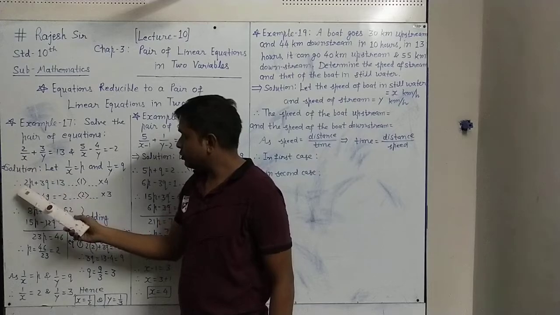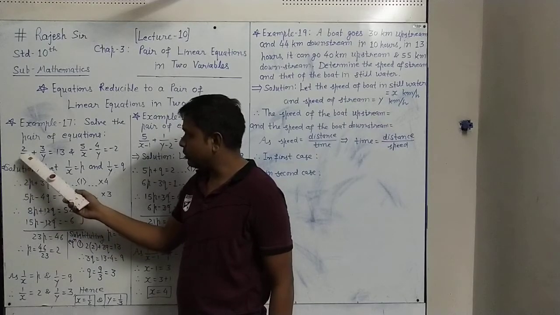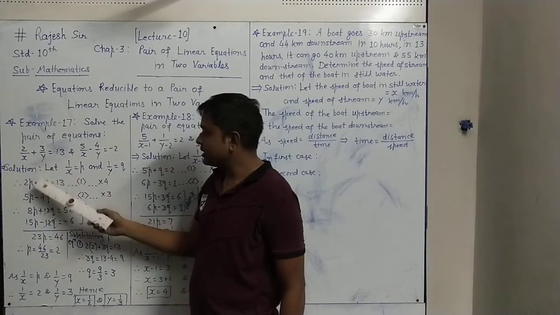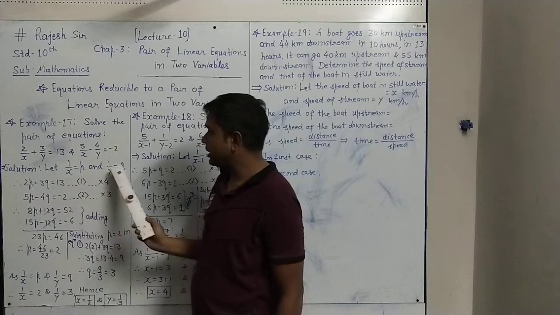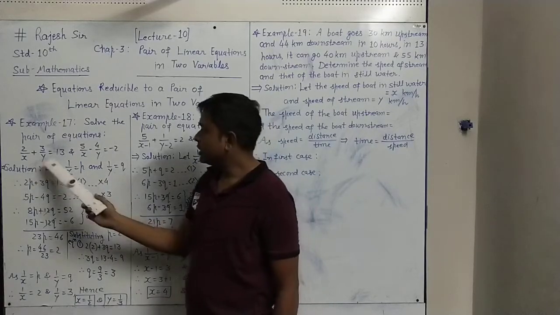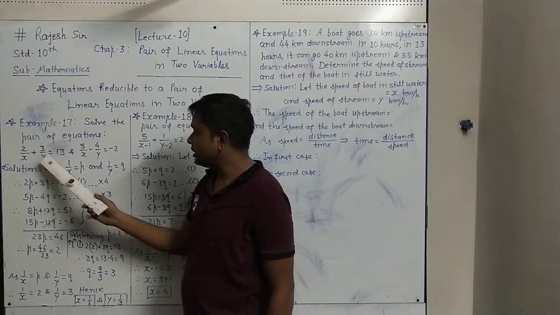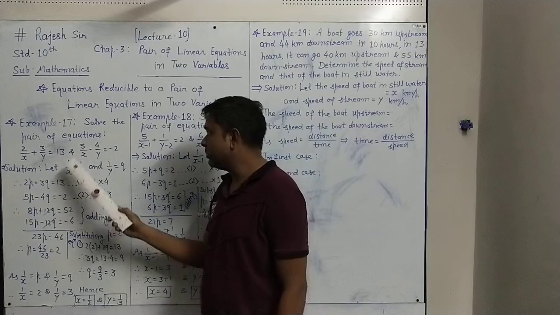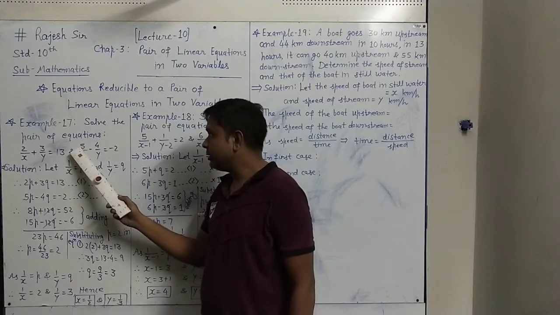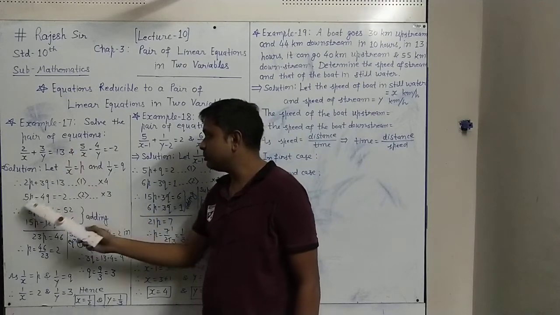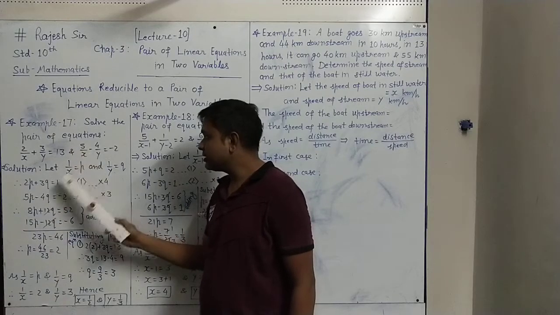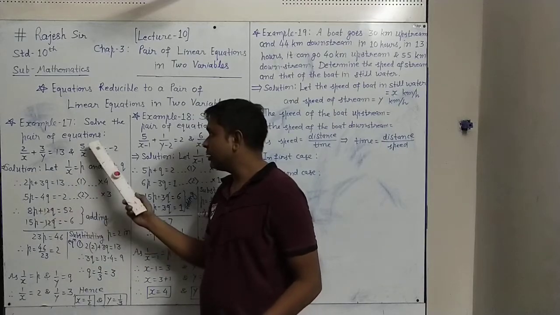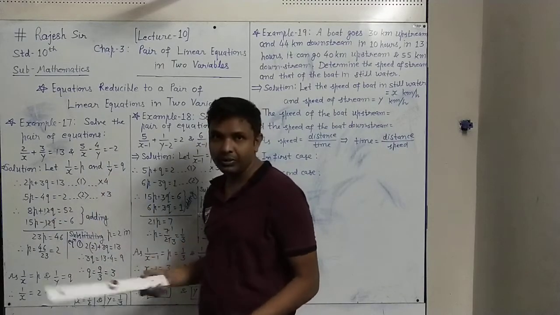So 2 into 1 upon x, and 1 upon x can be written as p. So this equation will be 2p plus 3 as it is, and 1 upon y can be written as q as considered. So this equation becomes 2p plus 3q equals 13, the first equation. Similarly, the second equation becomes 5 into 1 upon x, which is 5p, minus 4 into 1 upon y, which is 4q, because 1 upon y is q.